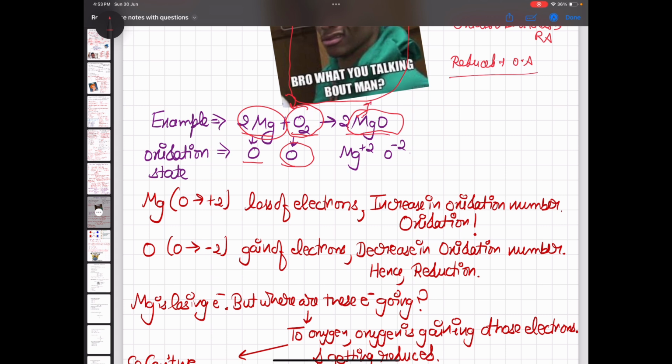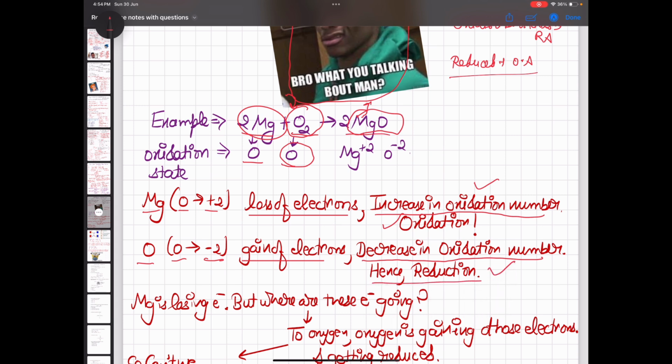Magnesium belongs to group 2, so the oxidation state should be plus 2. Oxygen belongs to group 16, the oxidation state is minus 2. Now, understand this thing here. Magnesium is going from 0 to plus 2. Fine. This is loss of electrons. Also, increase in oxidation number. Fine. So, this is oxidation. Oxygen is going from 0 to minus 2. This is gain of electrons. That is decrease in oxidation number. That is reduction. Fine. This we have already studied.